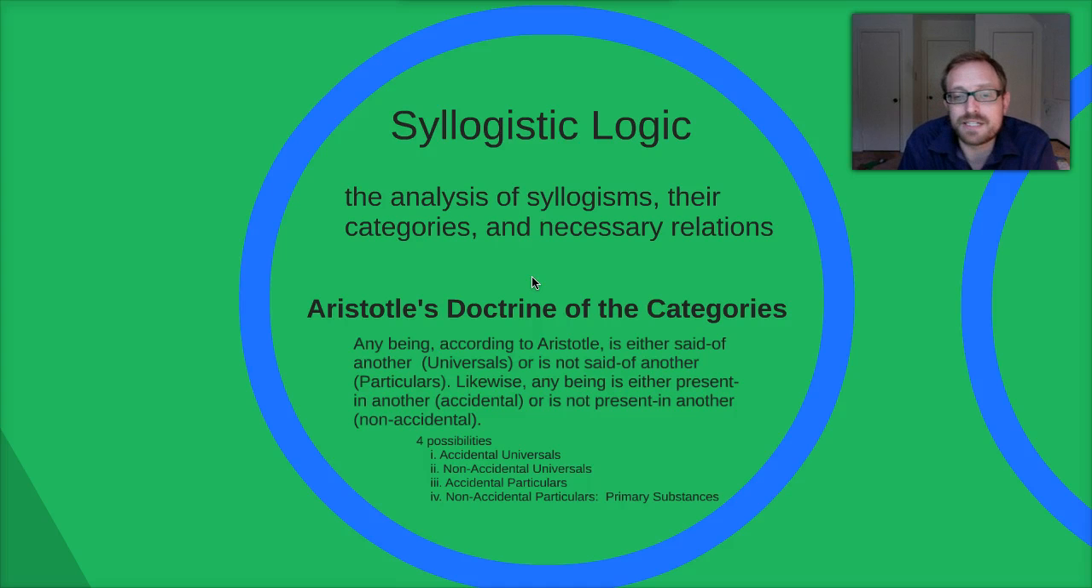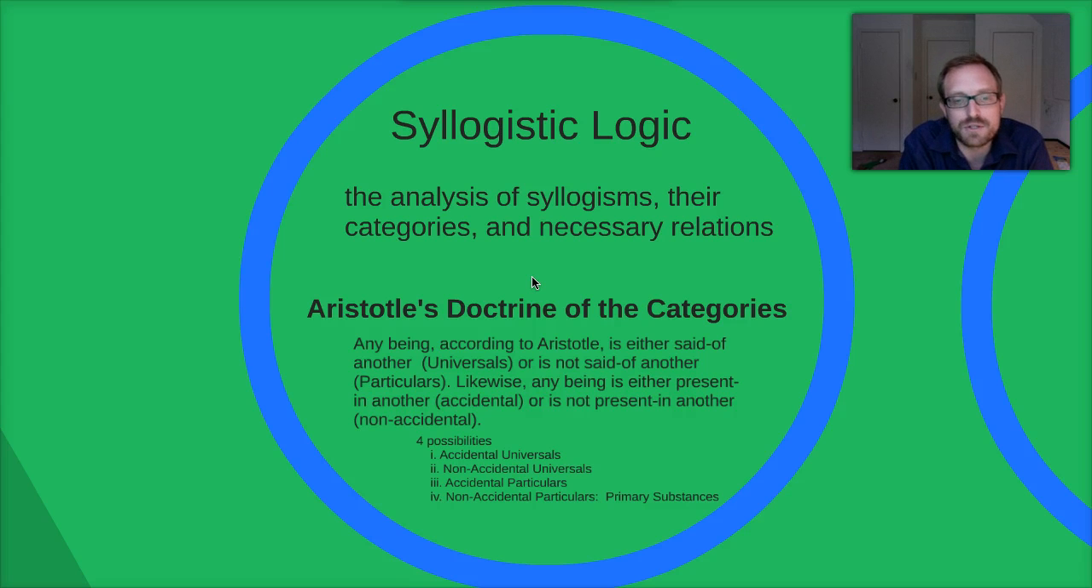Any being, according to Aristotle, is either said of another, that is, when you're relating two categories. So a category refers to a being, a set of beings, right? So any being is either said of another, and we're talking about universals, or it's not said of another, it's said of particulars. Likewise, any being is either present in another, it's accidental, or is not present in another, it's non-accidental.